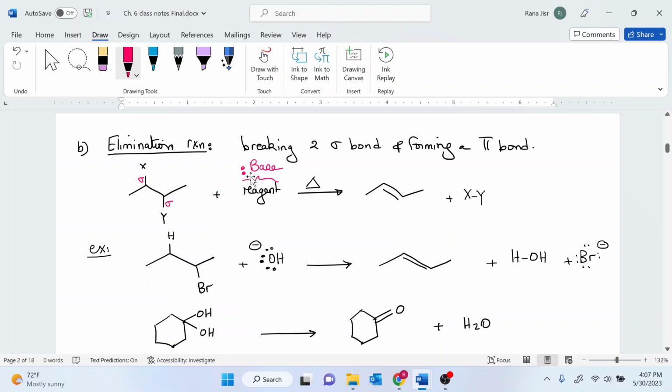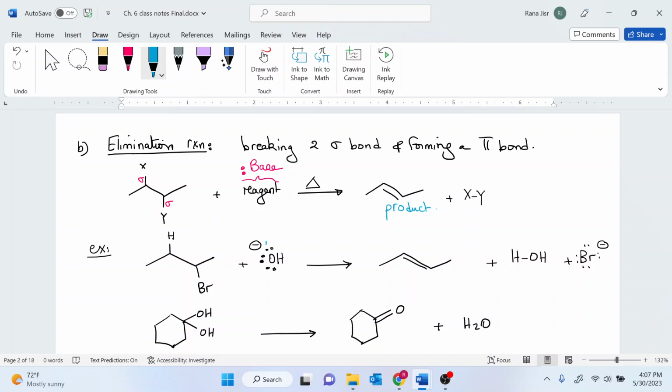So in this case, the base is going to come. It's going to take the hydrogen, form a double bond, and the halogen is going to leave. So you are going to end up getting your product that is an alkene. With elimination, your product is always an alkene. So here, this is going to be my product, and the product is always going to be an alkene.